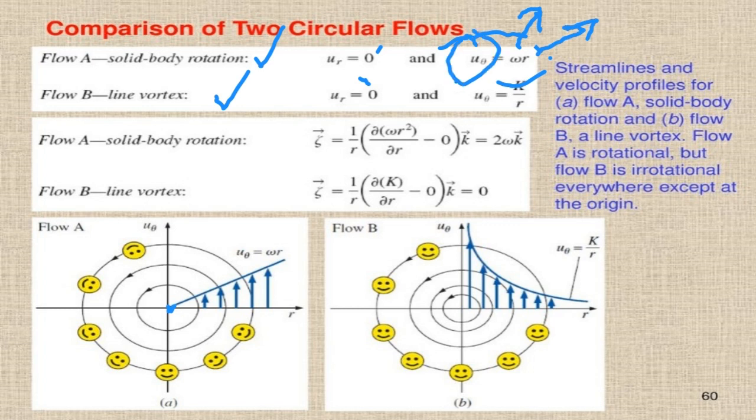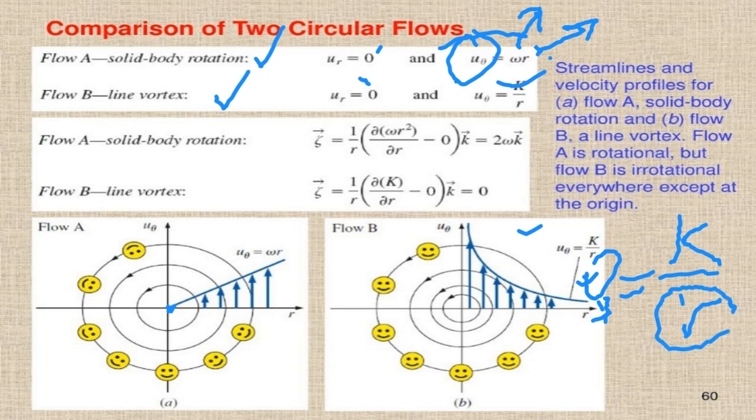In the case of line vortex, it's given as k over r. It means that right in the center, the tangential velocity is infinite. This is what happens in the core of a tornado. Mathematically infinite, but physically not infinite. But it means it's very large. And away from the center, its value becomes less and less.